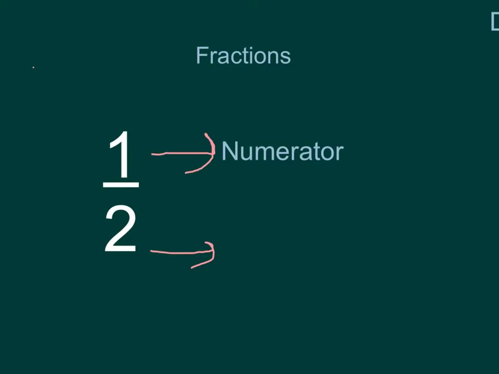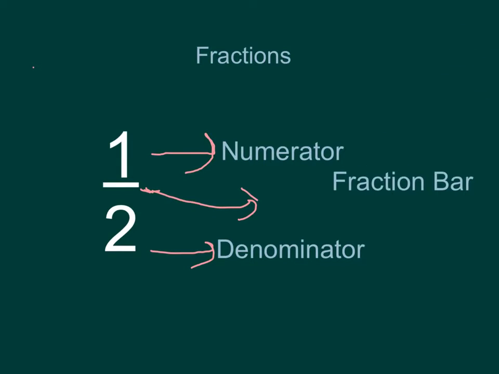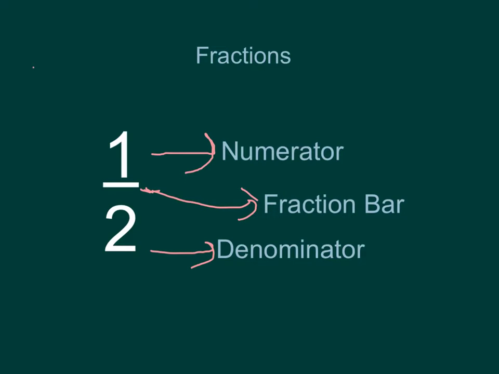The number that goes on the bottom, in this case 2, represents the whole. And another word that we use to represent the bottom number is denominator. And finally, the line that separates the numerator and the denominator is called the fraction bar.